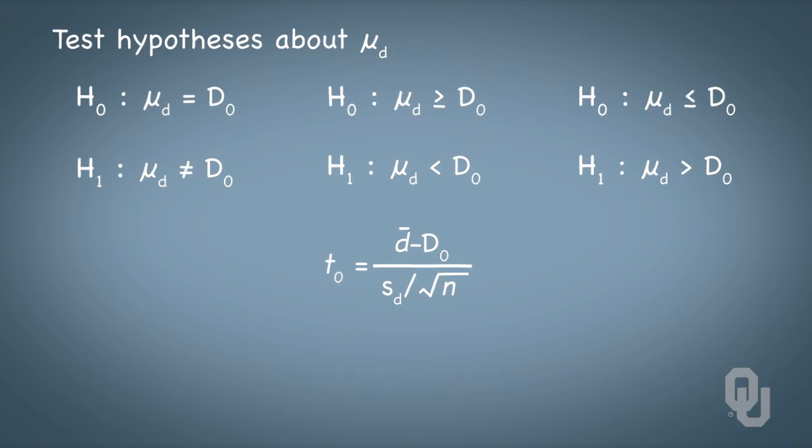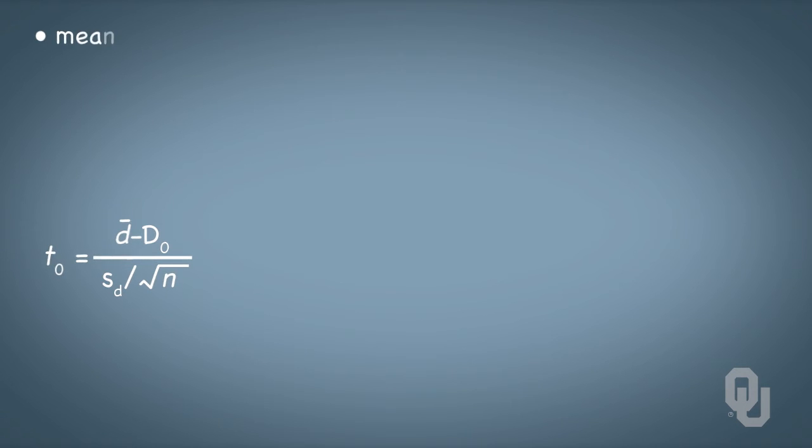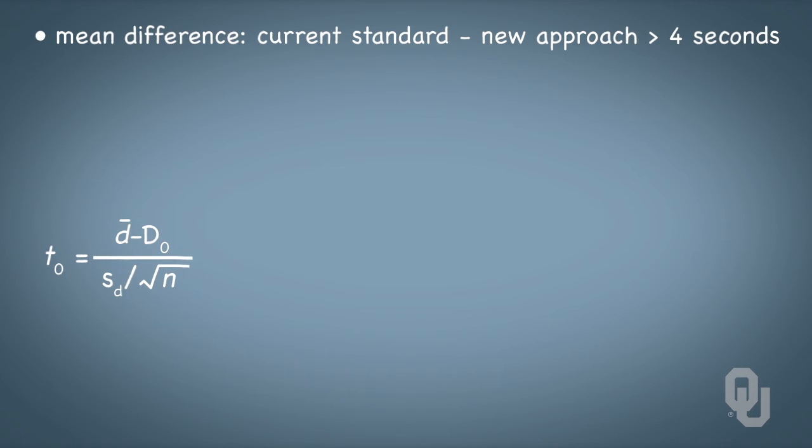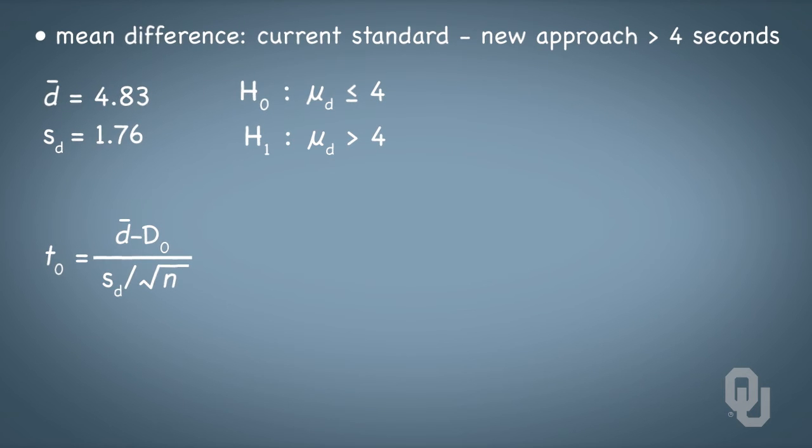Let's look back to our assembly time example. Say we want to know whether the mean difference, current standard minus new approach, is more than 4 seconds. More than 4 seconds implies strictly greater than. Since that's not an equality statement, greater than must be in the alternative hypothesis. Therefore, the contradictory statement that includes equality must be in the null hypothesis, mu sub d less than or equal to 4 seconds. Recall that d bar from our example is 4.83 seconds, and the standard deviation of the sample paired differences is 1.76 seconds. Implementing the test statistic, we get a t naught of 1.63.